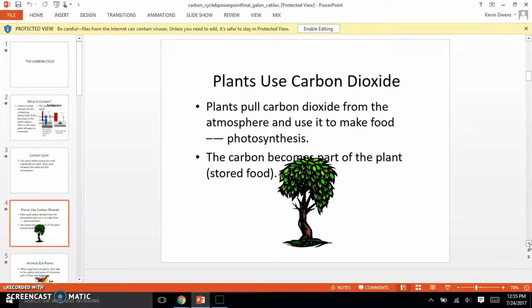Plants use carbon dioxide. Most are familiar with this through the process of photosynthesis, in which plants make food, which is a sugar, which is carbon. C6H12O6 is a glucose molecule, which is sugar. A byproduct of this is something that humans need, and that's oxygen, which is released also in this process. The carbon becomes part of the plant or stored food as that sugar molecule. There are 3 different types of sugars that are considered: monosaccharides, disaccharides, and complex carbohydrates.